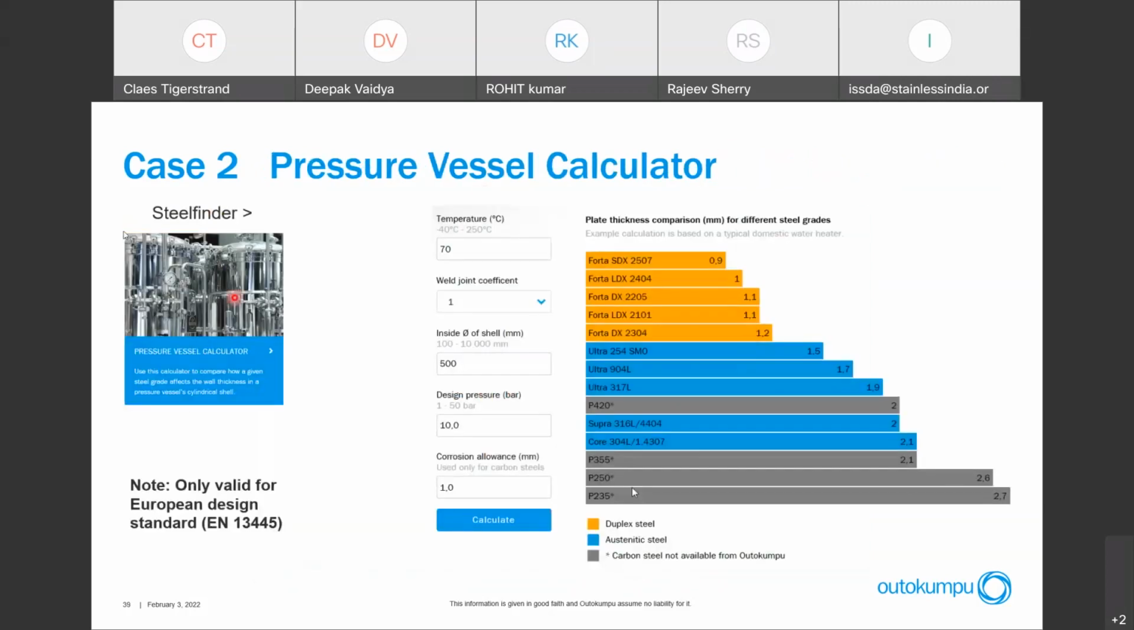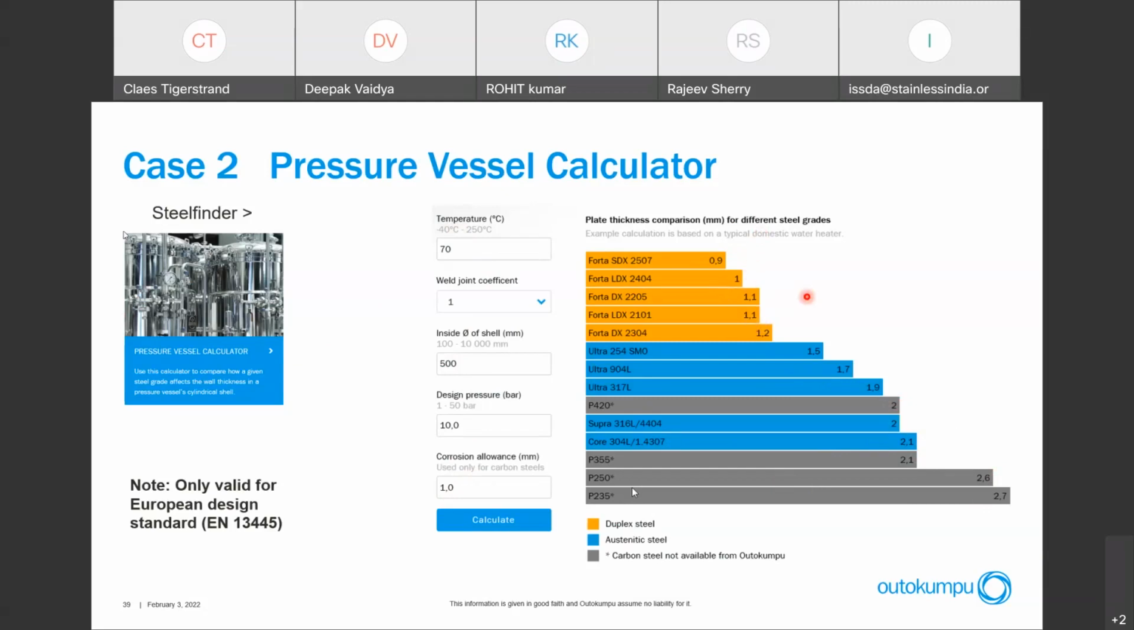Considering the strength, once again, in the Steel Finder, we have a pressure vessel calculator. So if we type in 70 degrees C, we type in the dimension of the cylinder. Let's say the diameter is 500 millimeter. You have a design pressure of 10 bar in this case. For the carbon steel, we're using a corrosion allowance of 1 millimeter. So then we see, using carbon steel, the thickness would be from 2 to 3 millimeter. Using an austenitic grade, a 316, you would need 2 millimeter. But with the duplex, you can actually reduce it to 1 millimeter potentially.